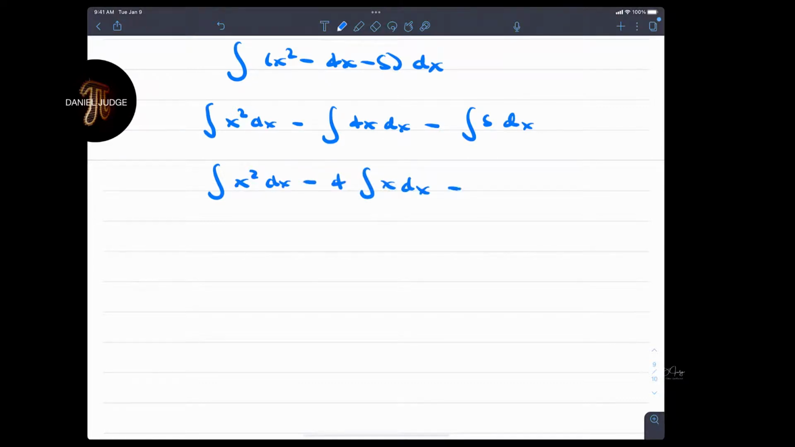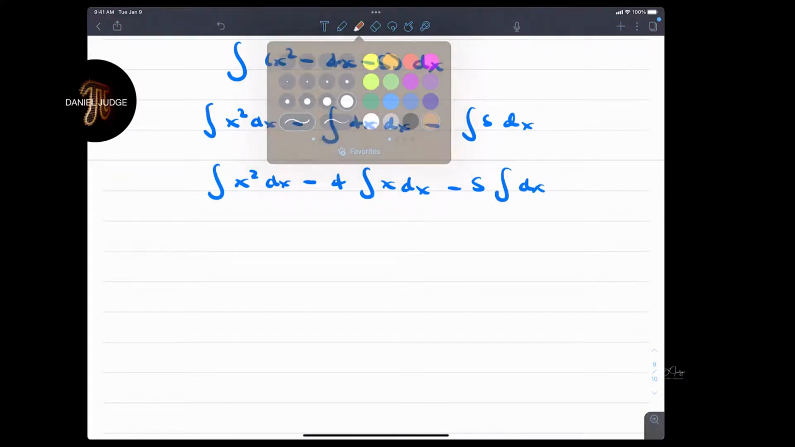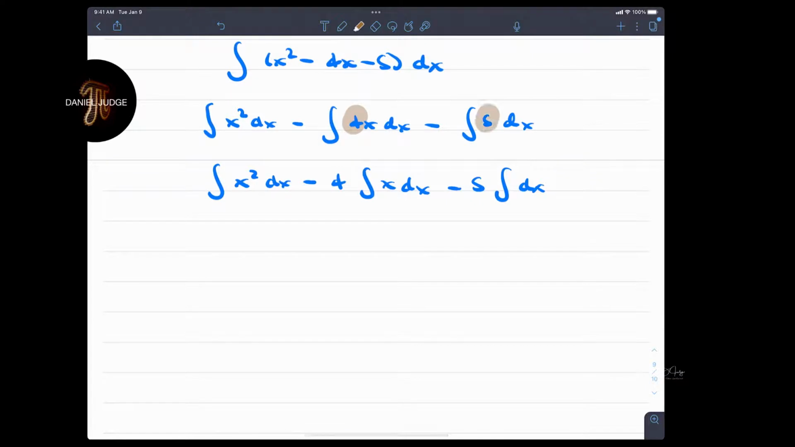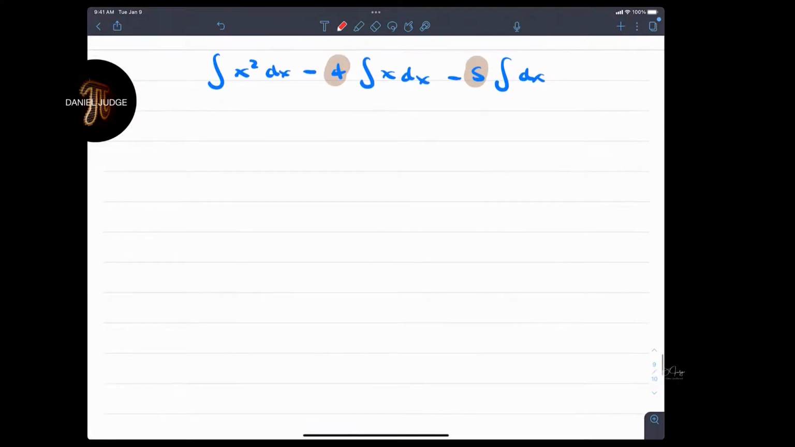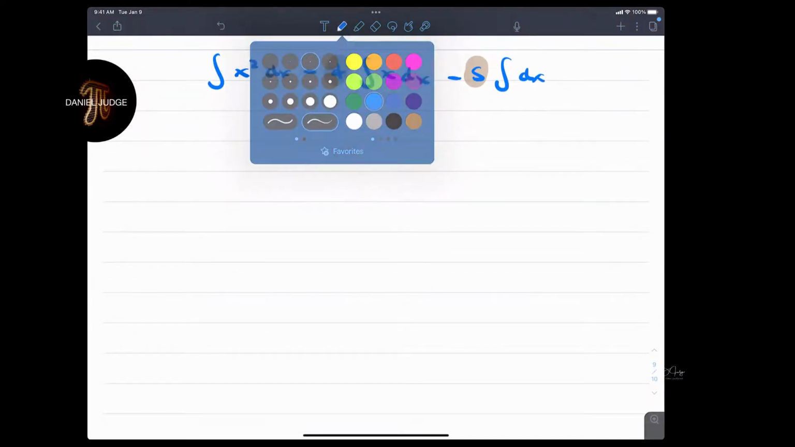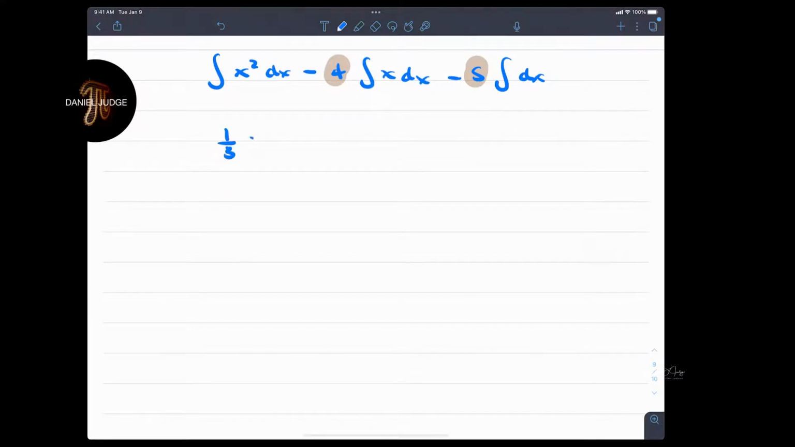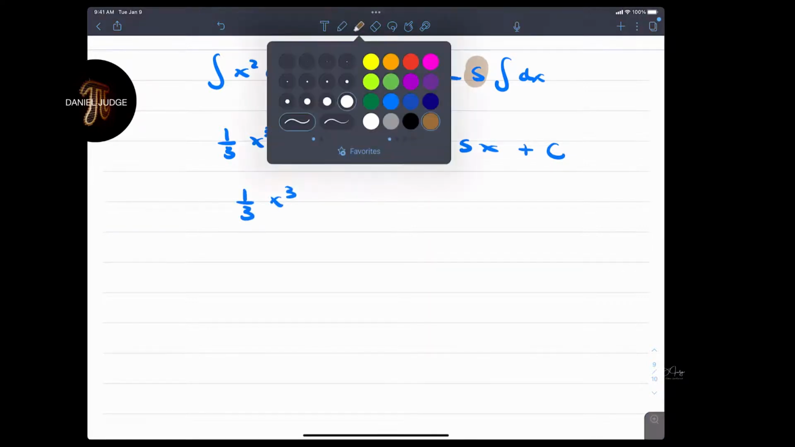Pull out the constant here. Constant. Okay. So, first integral: 1/3 x cubed minus 4 times 1/2 x squared minus 5x plus c. So we found every one of these integrals here.